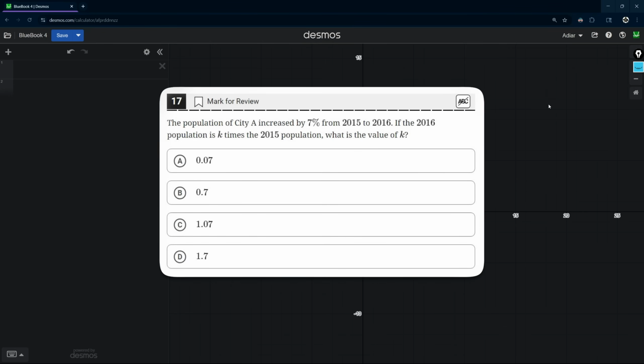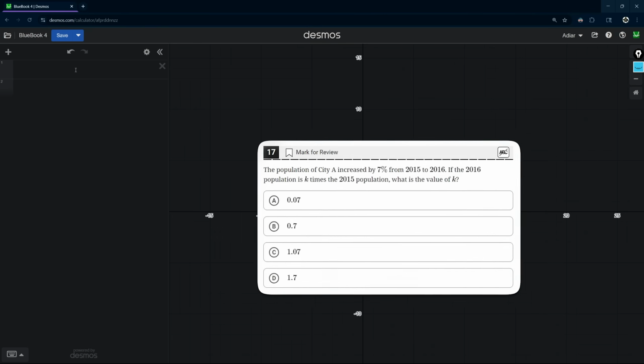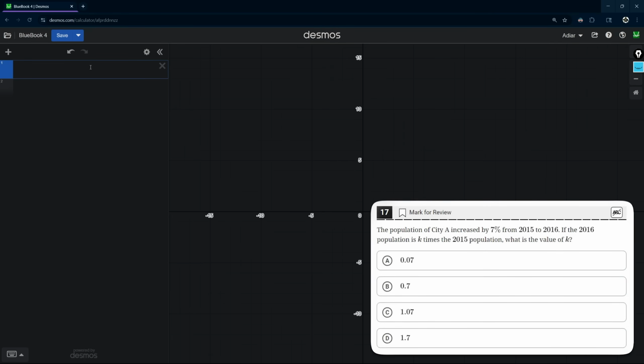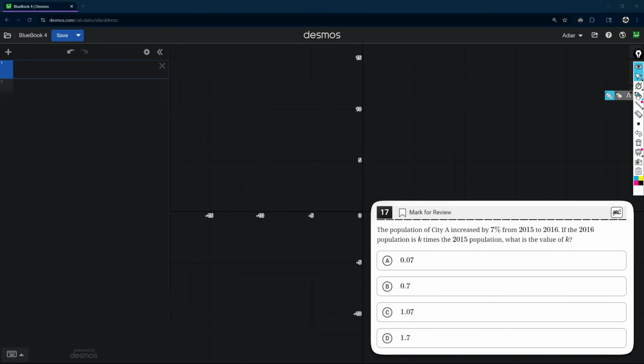Question 17 says the population of city A increased by 7% from 2015 to 2016. If the 2016 population is k times the 2015 population, what is the value of k? So this is a nice system of equations problem. Really anything where we see more than one piece of information is a system of equations problem, but sometimes we don't like to set it up that way because there's a faster way to do it. So in this case, we can write our system of equations.